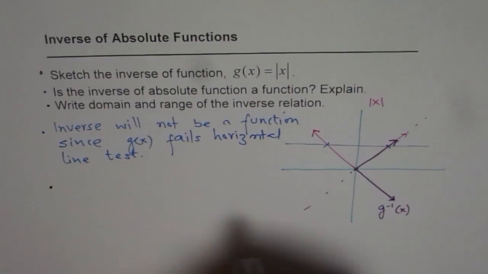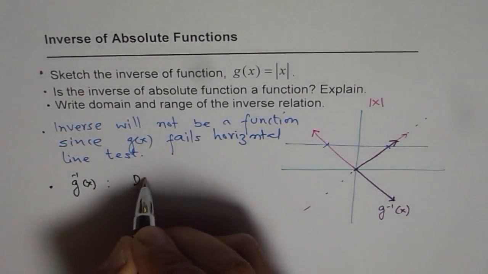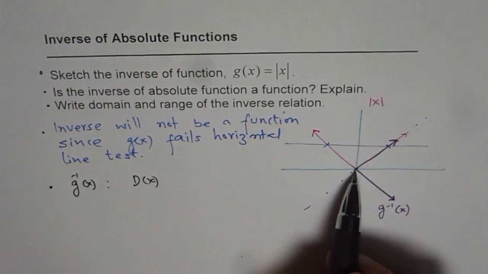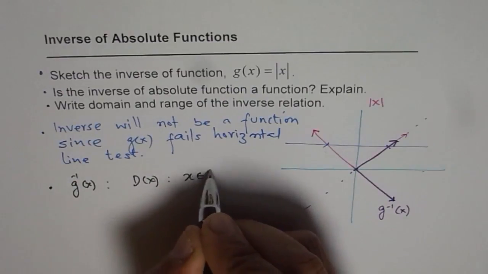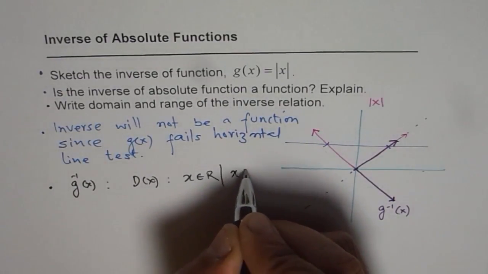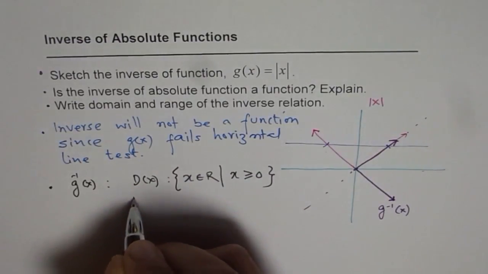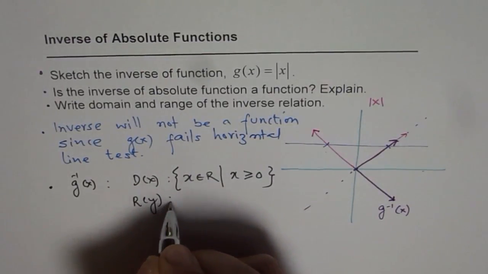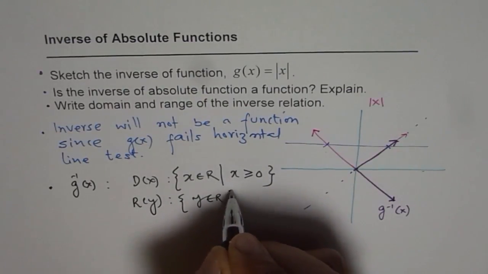So what is the domain and range of g inverse? So g inverse x domain is, you can see, greater than or equal to 0, real numbers, right? So we have x belongs to real numbers where x is greater than or equal to 0. And as far as range is concerned, there is no restriction on range. So y belongs to real numbers.